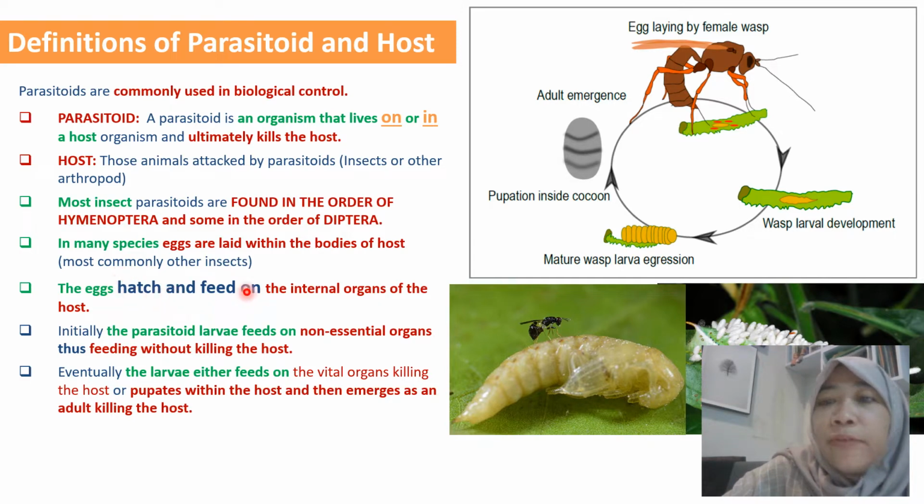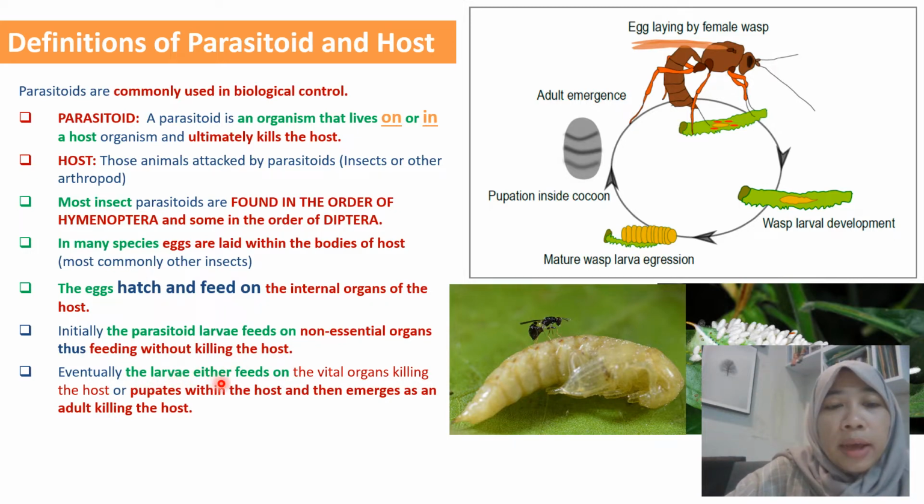The egg hatches and feeds on the internal organs of the host. So the larvae of the parasitoid will eat the internal organs, but it does not directly kill the host, because the larvae of the parasitoid will eat only the non-essential organs. That's why the host of the parasitoid is still alive during the development of the parasitoid. It feeds on non-essential organs, thus feeding without killing the host. So the host is still alive.